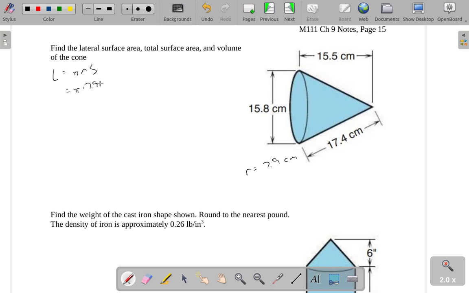So 7.9. My slant height was this distance here. It's the distance along the edge, as opposed to this one, which is measured perpendicular to the base. That's the height. This would be the slant height. This is the one we're looking for right now. Times 17.4.